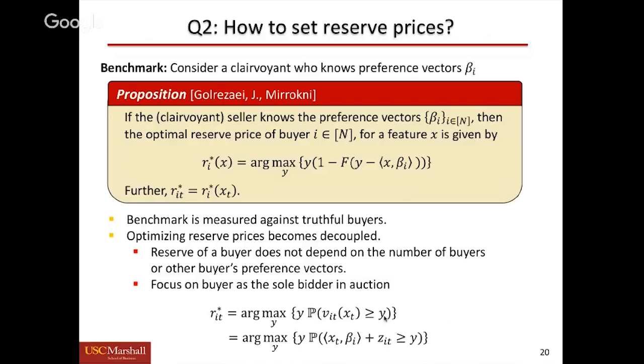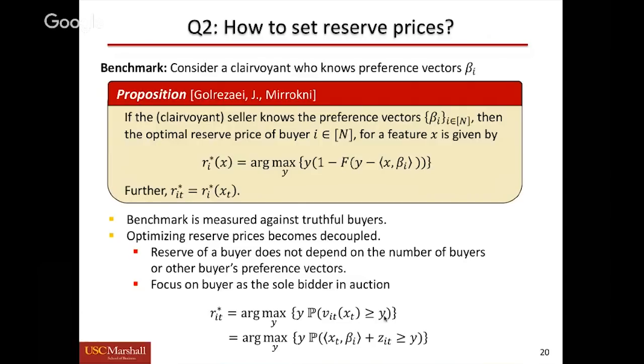And so, of course, you need to prove this proposition, but the message is that everything becomes decoupled, and then the optimal reserve price is given by this formulation. But you still don't know exactly what that dot product is, right? You notice an error. Yeah, this is a benchmark, assuming that you know the beta, so that's going to be the optimal thing. So the regret will be measured with respect to this.